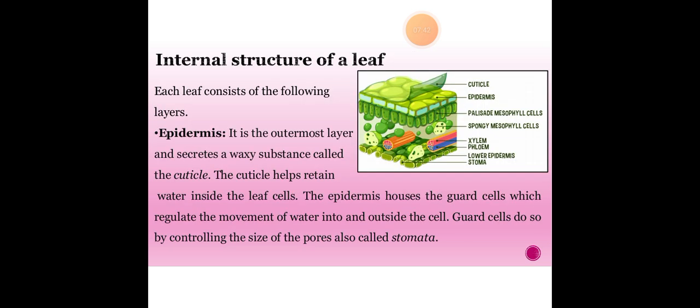Then the internal structure of a leaf. Each leaf consists of the following layers. You should know this. First of all, here you can see this is the internal structure of a leaf.